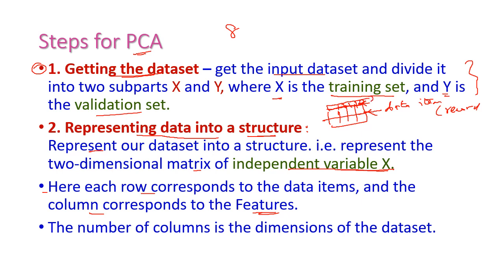See, this is the column. This is the column, isn't it? So the column corresponds to features. Features means attributes, right? And the number of columns is the dimension of the data set. How many columns are there? That is represented as the dimension of the data set.